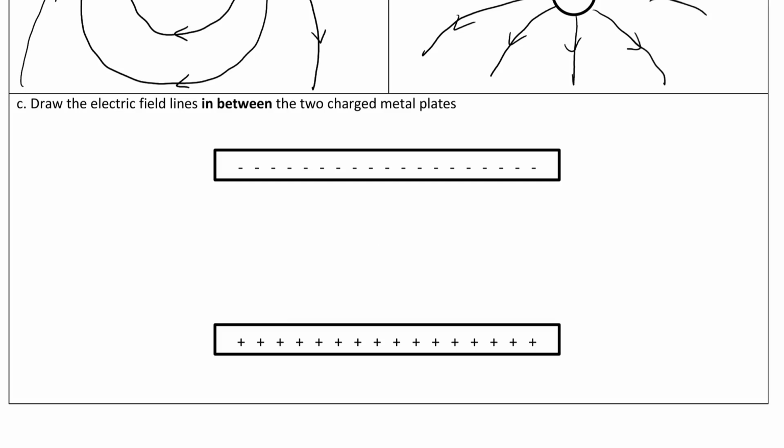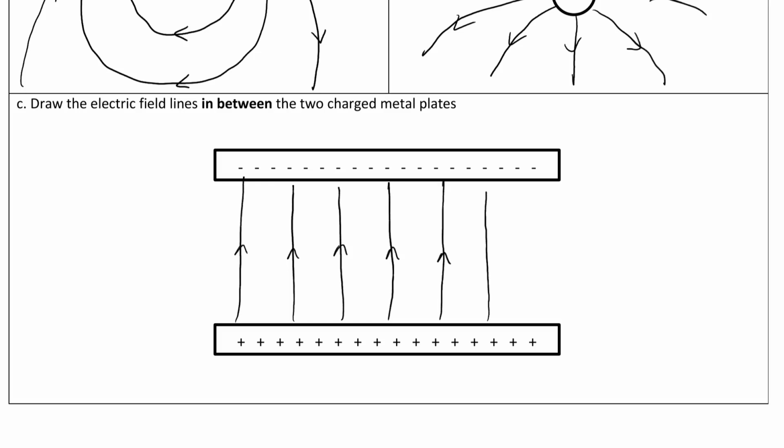So let's draw them. And as you draw them, you want to try to draw them as equally spaced and symmetrical as possible. You could either draw them all really close together or really far apart. Technically, as long as they're equally spaced and going in the same direction, you're getting the idea.